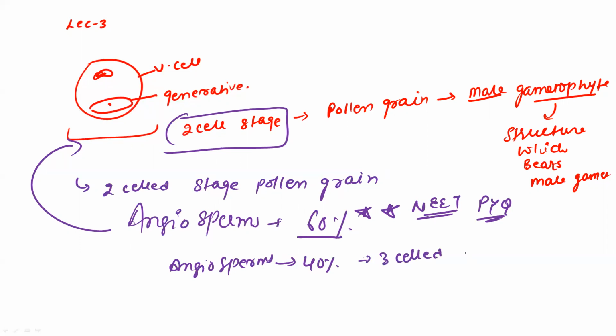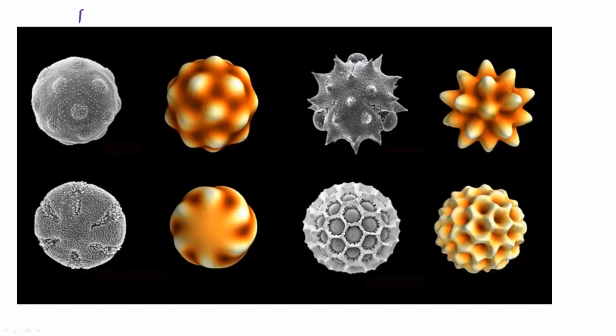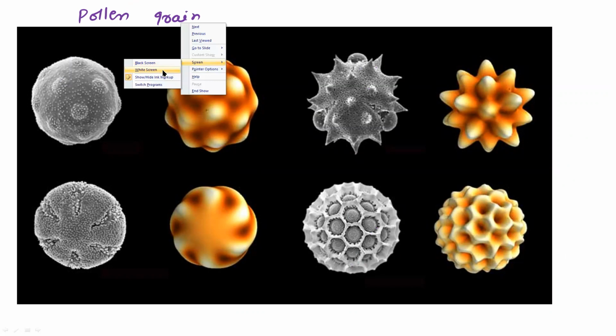What is this three-celled stage? We'll look at this. Okay, these are the diagrams of the pollen grains, with various shapes of pollen grains. So we'll see various kinds of pollen grains. See the shapes. Okay, so here I told you three-celled stage. What is this three-celled stage? And what is this two-celled stage?